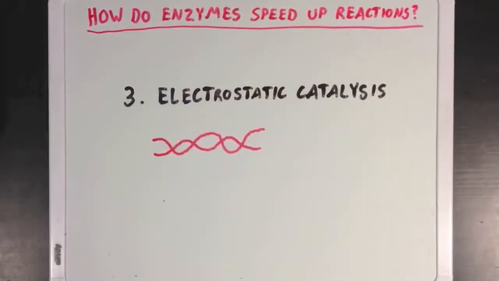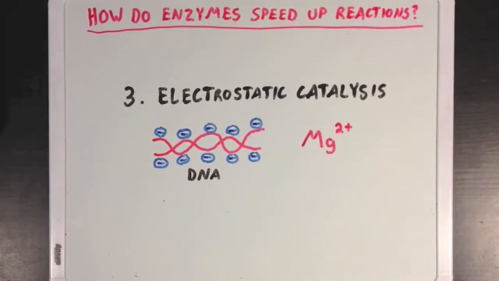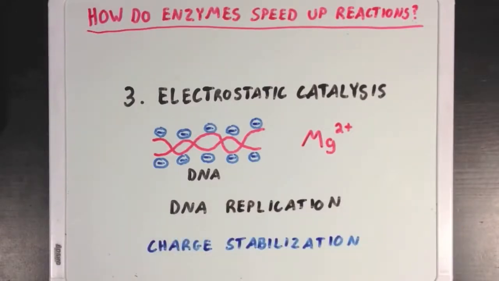Next we have electrostatic catalysis. Now if you remember, DNA is a very negatively charged polymer because of all the negatively charged phosphate groups that we find in DNA. So if an enzyme had a metal cation on it, like magnesium, we could use it to stabilize the negative charge found in DNA and make it a little easier to work with. And DNA polymerase, which is the enzyme that allows DNA replication to occur, does exactly this. In order for it to help with DNA replication, it needs to find a way to counteract all of the negative charge on DNA, and magnesium ions totally come in handy there.